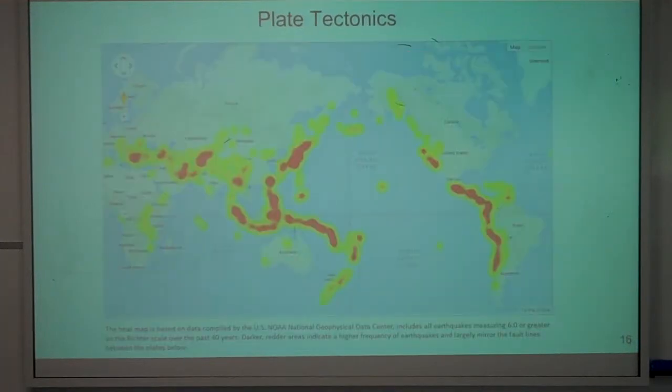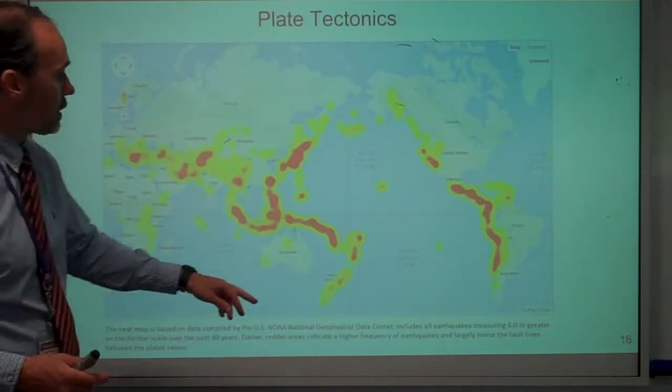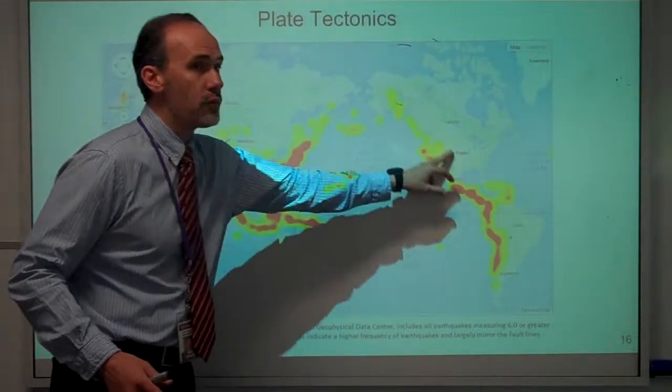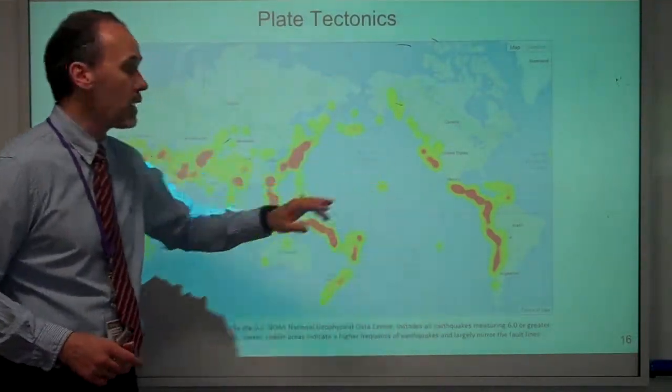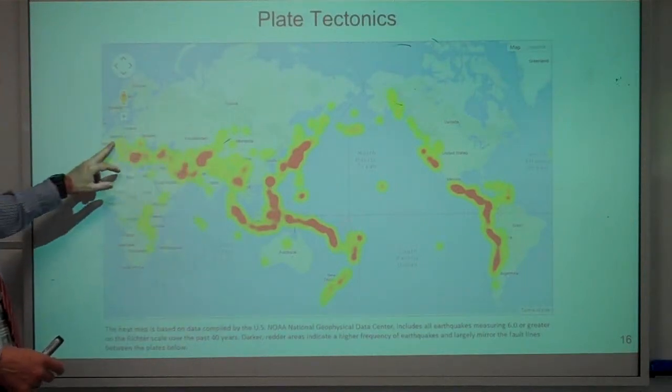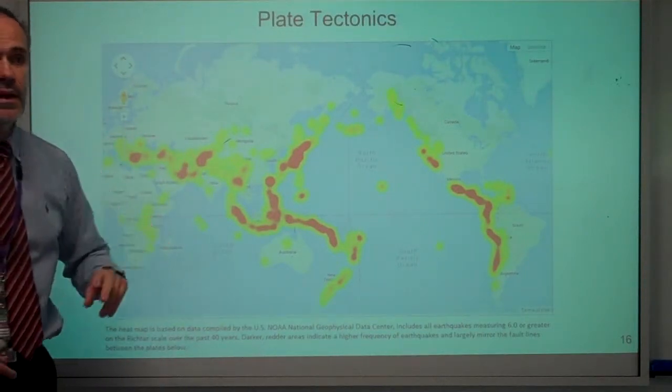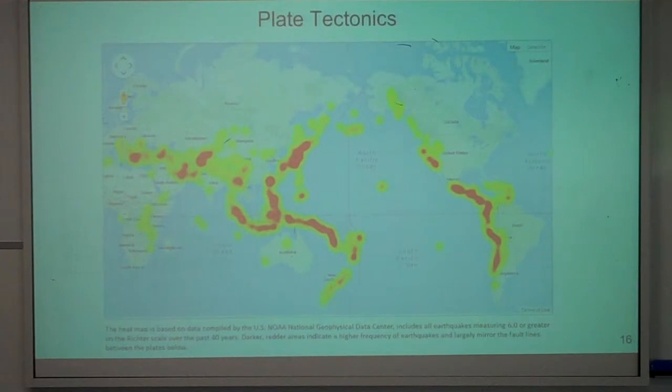Here's another one. Here's a heat map of the ring of fire. Out and around, very hot volcanic activity. So this is where most volcanoes are found. But there are volcanoes all through here as well, because of converging boundaries.